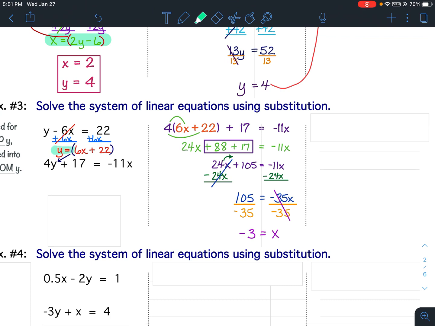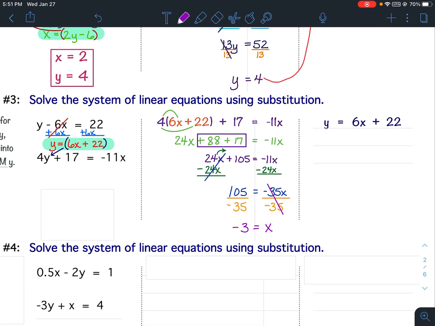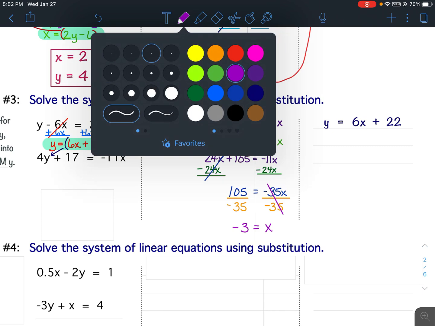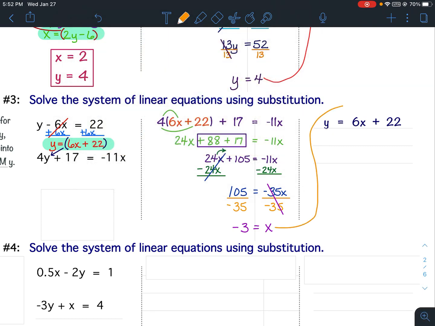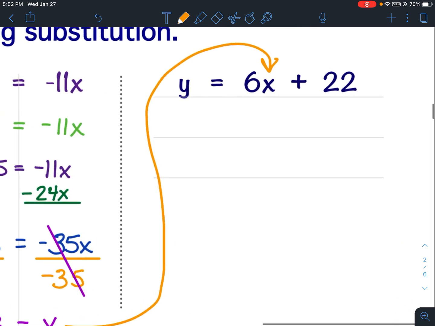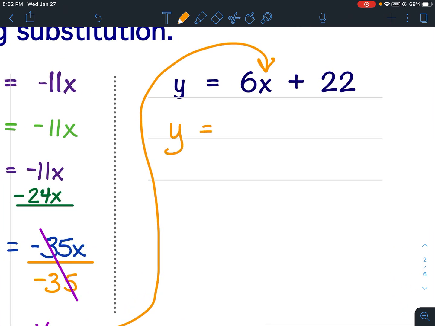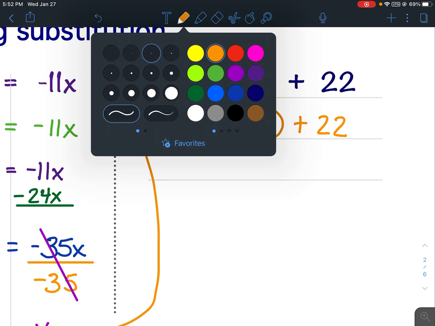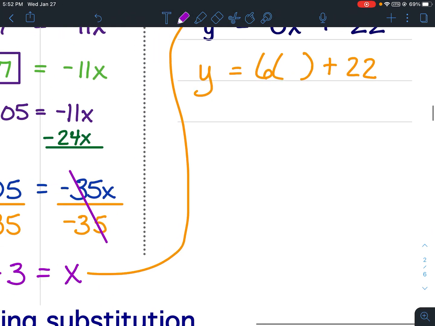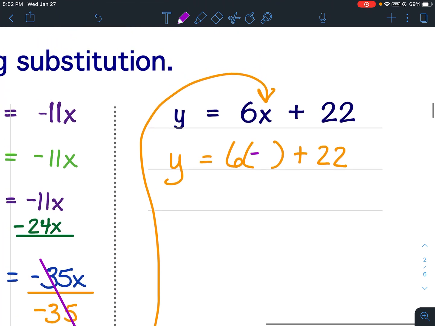So again, I go back to the equation I found. So that highlighted equation is what I write over here. 6x plus 22, 6x plus 22. All right, what am I going to do with that? I'm going to take that number and I'm going to plug it in for the x. So I'm still going to have y equals 6 and then put parentheses plus 22. Put -3 in for x.